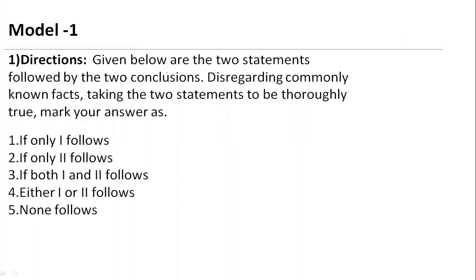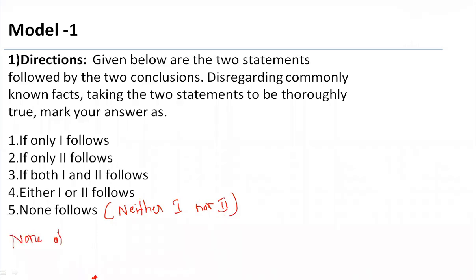Guys, let me help you to understand this. None follows means none of the conclusions follows. That means neither one nor two. None follows means none of the conclusions follows. That means neither one nor two. Got the point? None of this is different, guys. None of this means none of the mentioned options. You can see none of this in the options also. None of these means none of the mentioned options.